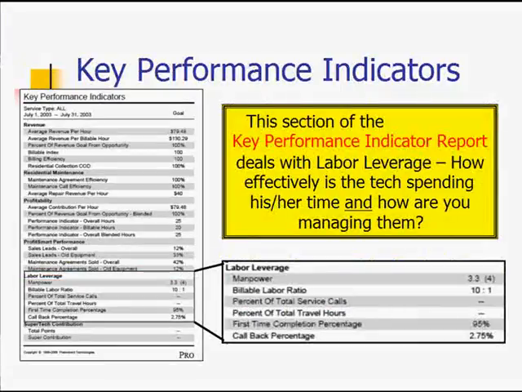The next section of our key performance indicator report deals with what we call labor leverage. This is when we're determining whether we have the right number of technicians on the job and their billable ratio versus the unbillable time, callbacks, and things like that. Those are things that we group together and we call labor leverage.